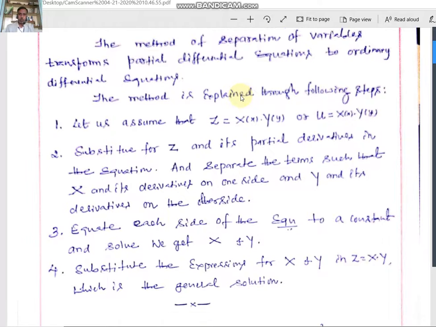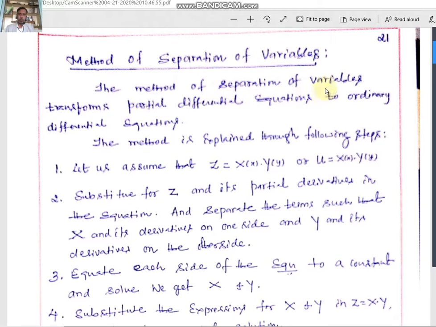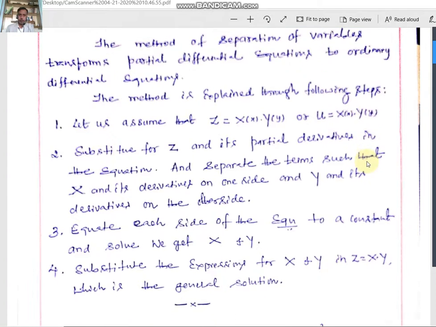So here, for solving partial differential equations, the method of separation of variables transforms partial differential equations to ordinary differential equations. So we will convert the PDE to an ODE by assuming the dependent variable z as the product of two functions, capital X of x into capital Y of y, or u is equal to X of x into Y of y. That is the first step. When the question is to solve the PDE by the method of separation of variables, you should assume the dependent variable, either z or u, as a product of two functions.